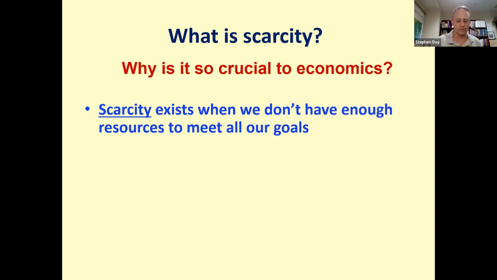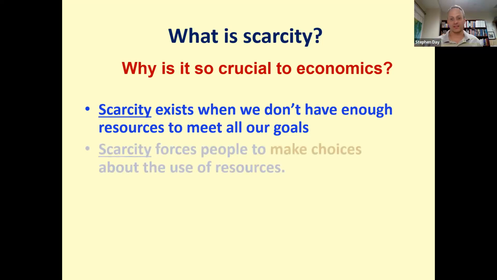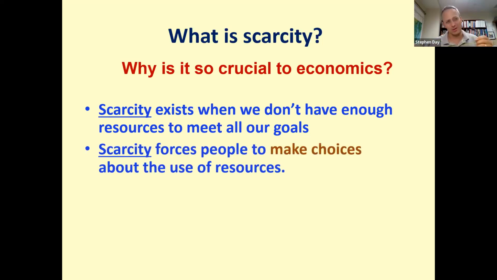We can't both do leisure and do work at the same time. We have to make choices. Scarcity just basically means that we need to make choices about the use of resources. Anytime that we're making a choice, something is scarce. And so an economy is a way that we distribute resources, or a way that we make choices about resources.